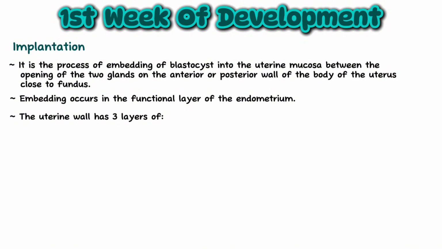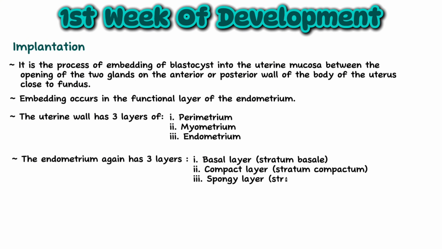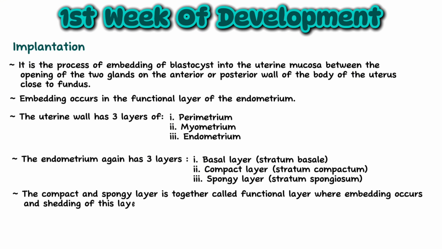As we know, uterine wall has three layers: perimetrium, myometrium, and endometrium. Endometrium further has three more layers: basal layer, compact layer, and spongy layer. Here, the compact layer and the spongy layer together are called the functional layer, where the embedding of the blastocyst occurs, and shedding of this layer also occurs during the menstruation.